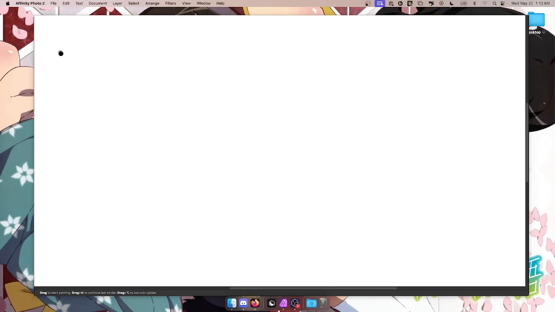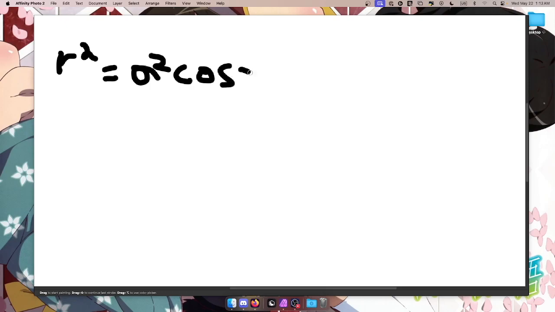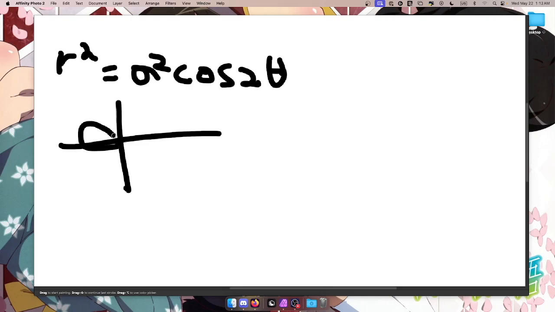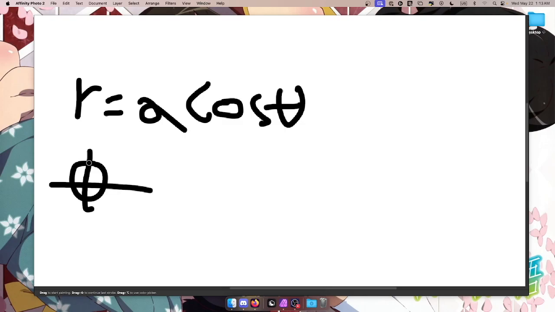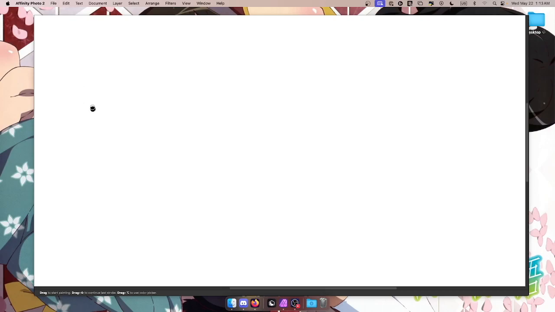The first special polar graph we have is a lemniscate, and the lemniscate equation is r squared equals a squared cosine 2 theta. On the graph, it appears like a figure 8. Another special polar graph we have is a circle whose formula is r equals a cosine of theta. The circle would look like this on the graph and be around the origin if not shifted.